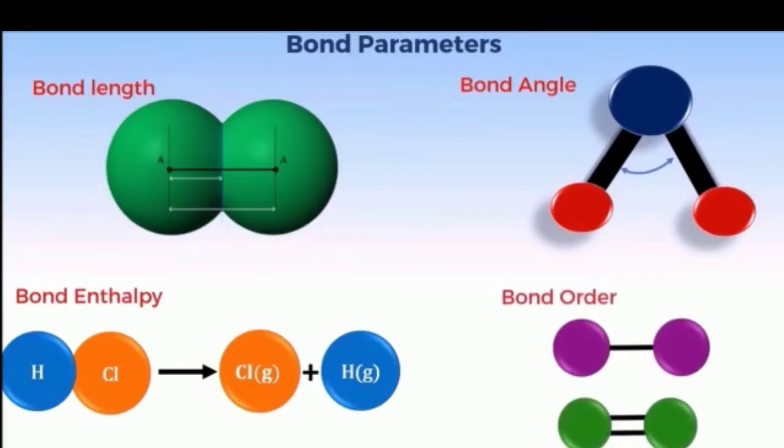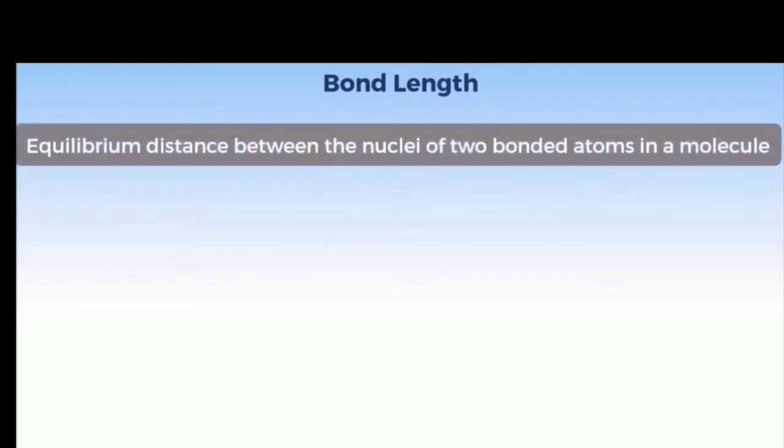Next, our topic is bond parameters. Bond parameters include bond length, bond angle, bond enthalpy, and bond order. First one, we will discuss bond length. Bond length is the equilibrium distance between the nuclei of two bonded atoms in a molecule. That means the atoms consist of a nucleus. The distance between the center of nuclei of two bonded atoms in a molecule is known as bond length.